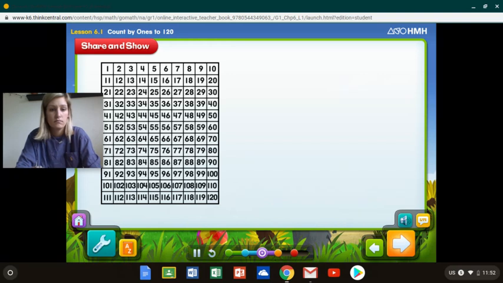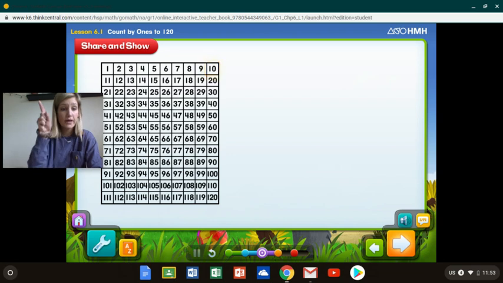Let's count forward from 10. So see how it can help us? We can pick any number on this big chart from 1 to 120, and we can start counting on. Let's start at 10 and count on from 10. Now try counting forward from 110.